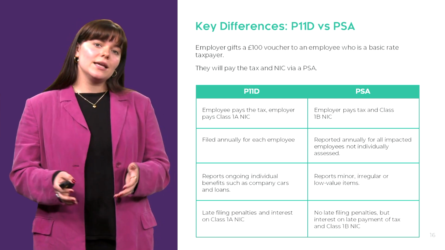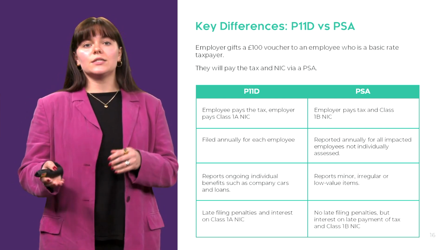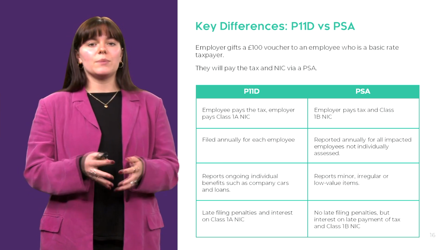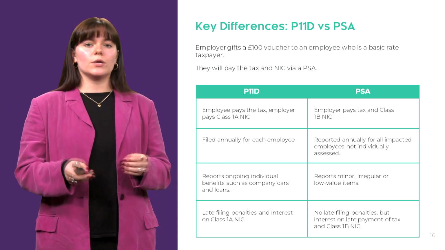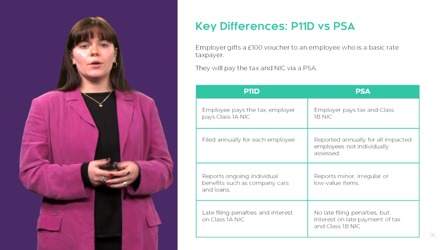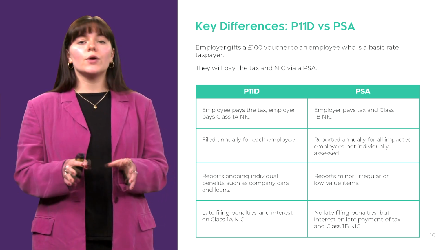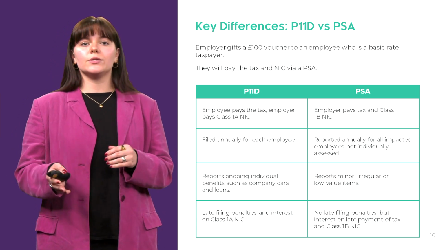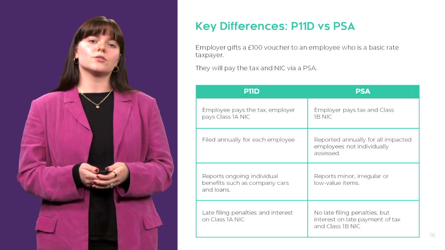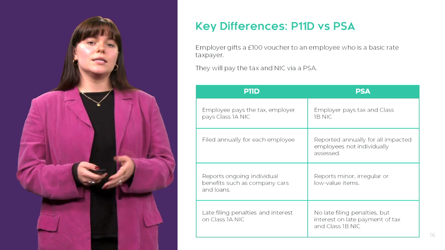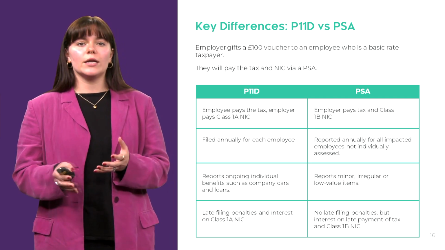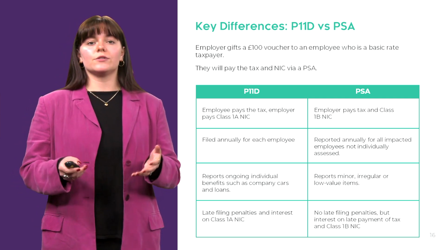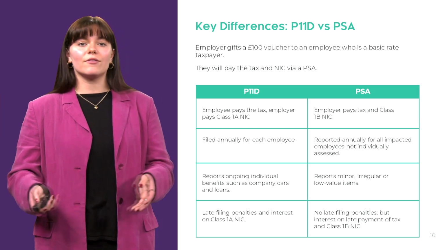And finally, if a P11D is filed late or payments are delayed, there can be penalties and interest on Class 1A national insurance due. Whereas with a PSA, there are no late filing penalties, but interest may still apply on late payment of tax and Class 1B national insurance. This table gives us a clear view of when each approach is used and the different compliance obligations that they carry.